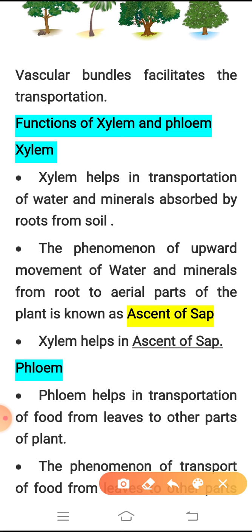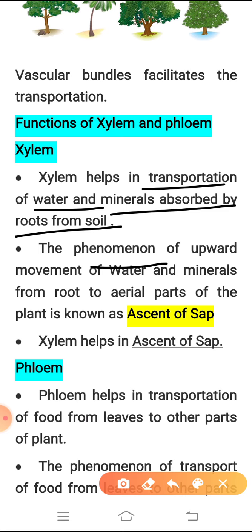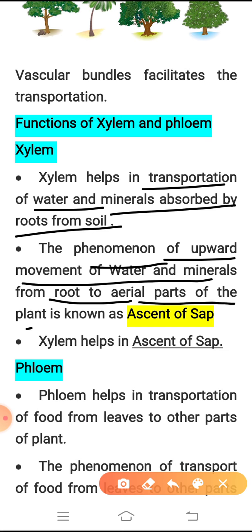So what are the functions of xylem and phloem? The xylem helps in transportation of water and minerals which are absorbed by the roots from the soil. Where are these minerals and water present? It is in the soil. It has been absorbed by the roots, right? The xylem transports this water and minerals. The process of upward movement of water and minerals from the root to the aerial parts of the plant is known as ascent of sap.